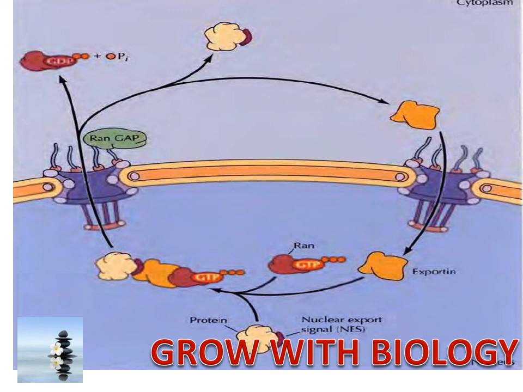It will bind to exportin in the presence of RAN GTP, and then it will easily move out. On the cytoplasmic side of the nuclear pore, there is the presence of RAN GAP, that is GTPase activating protein. It will degrade the GTP and release the cargo protein and free the exportin, which is again free for recycling.